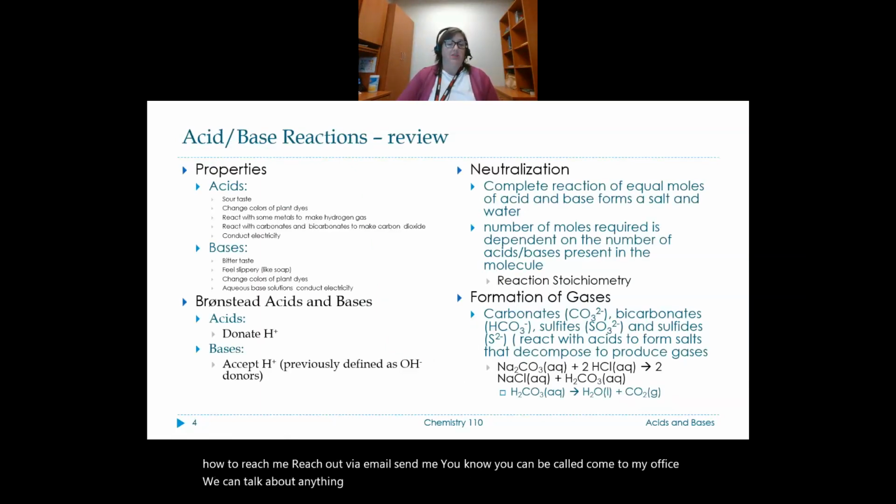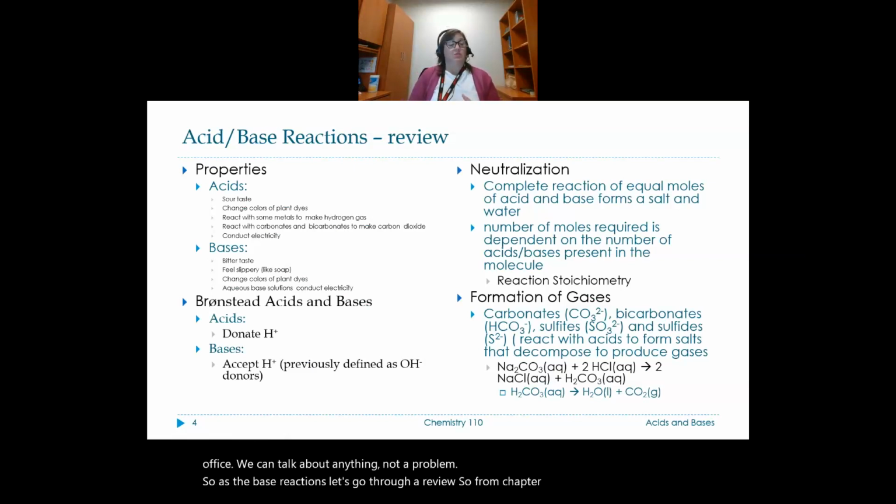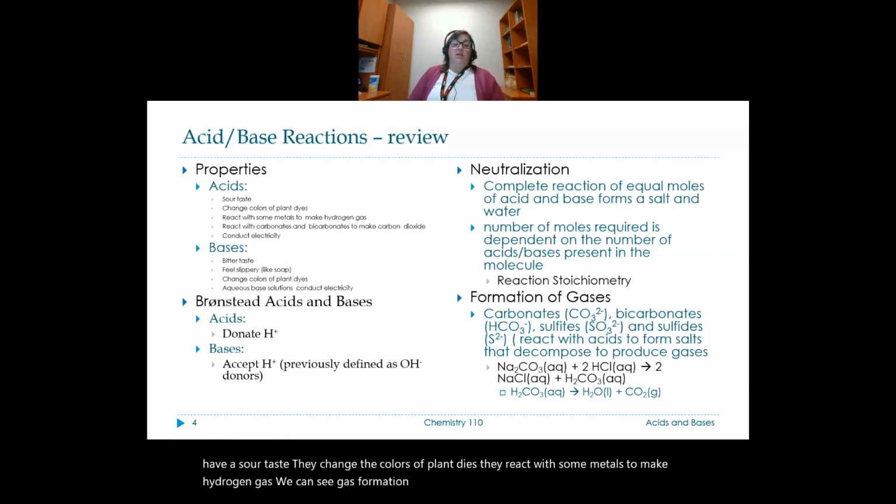So acid-base reactions, let's go through a review. From chapter 4, we know that acids have a sour taste, they change the colors of plant dyes, they react with some metals to make hydrogen gas, we can see gas formation reactions, and we'll talk about that in a few minutes. They react with carbonates and bicarbonates to make carbon dioxide, and they conduct electricity.